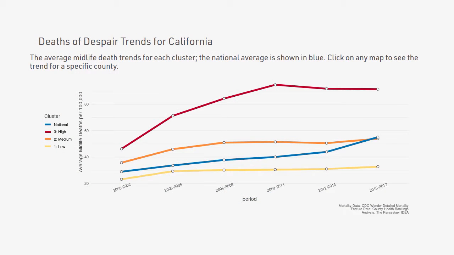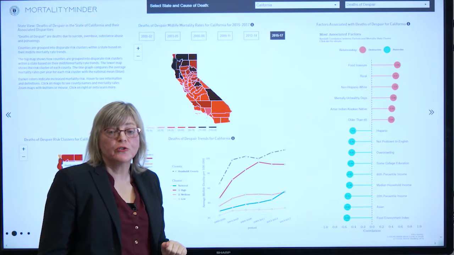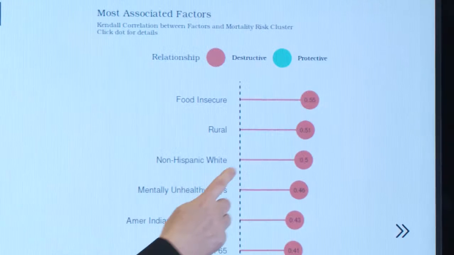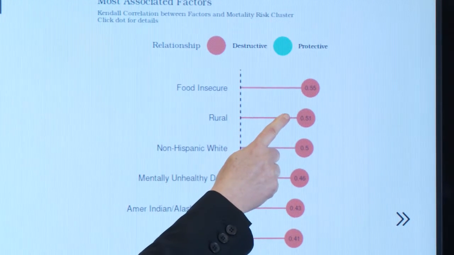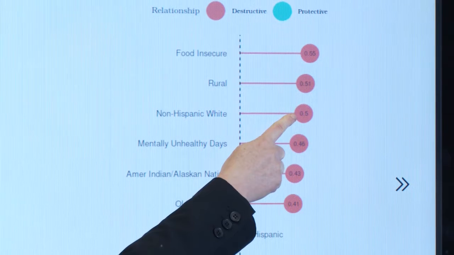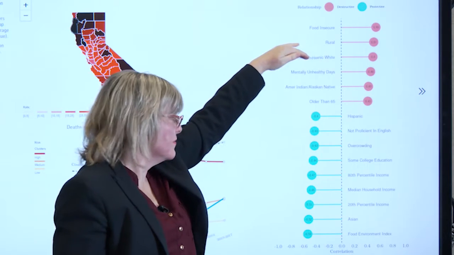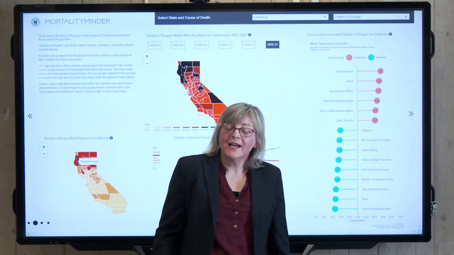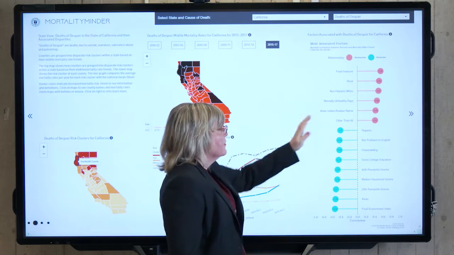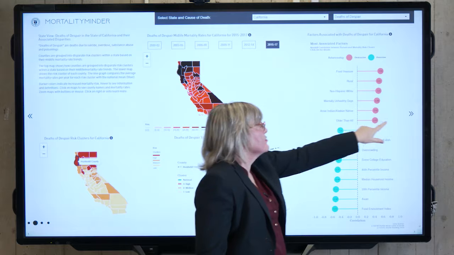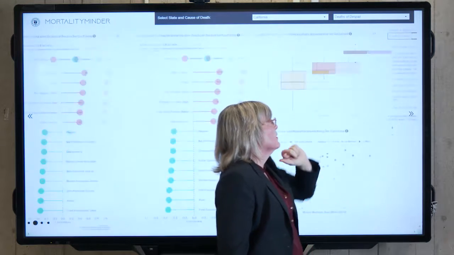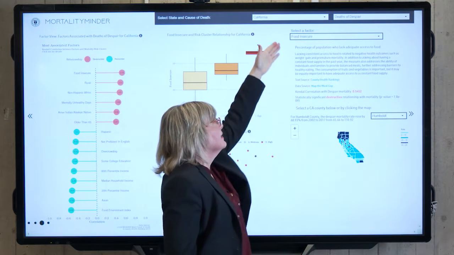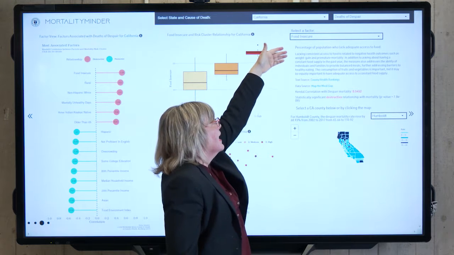And if we ask why, we can look at the associated social and economic factors. And we see that having food insecurity, being rural, being non-Hispanic white, being mentally unhealthy, all contribute to deaths of despair, and having good access to food helps. If we want to drill down into more detail, we can either swipe to the next page or hit the caret, or we can pick one of these factors. And then we get the definition of the factor and its source.